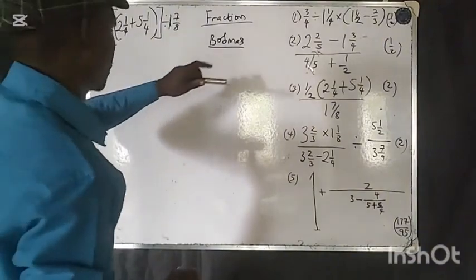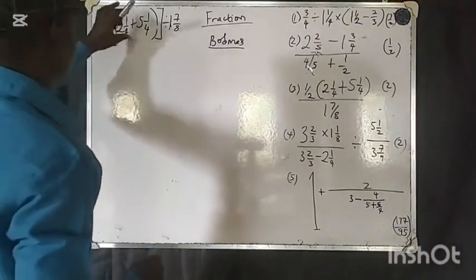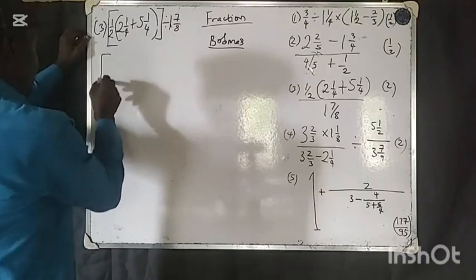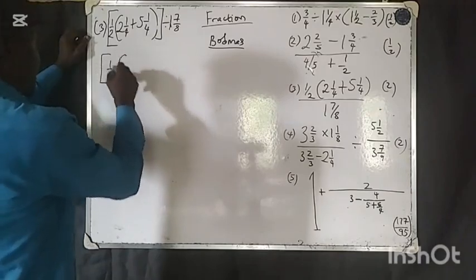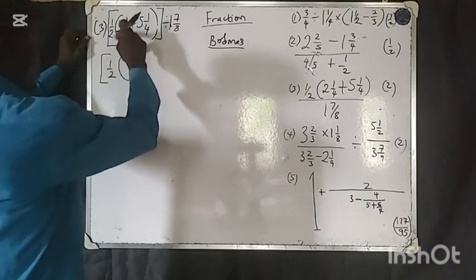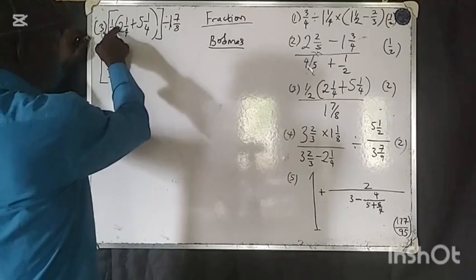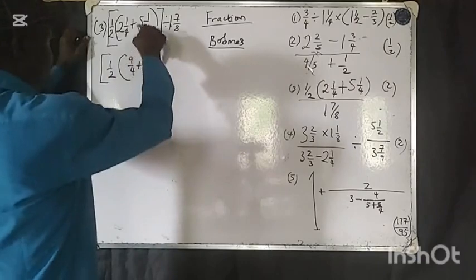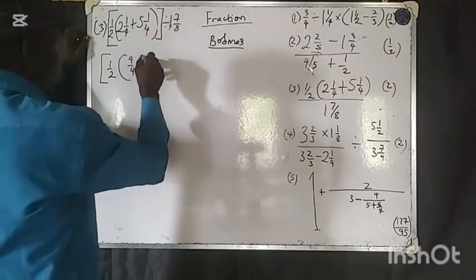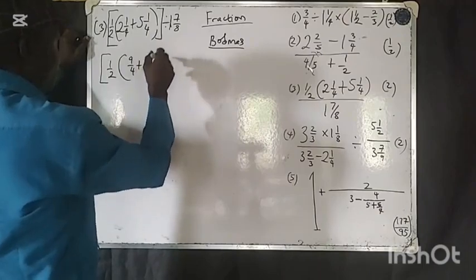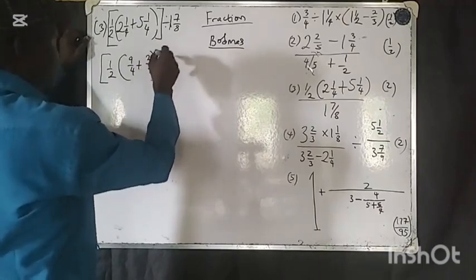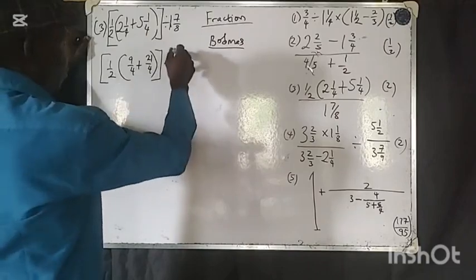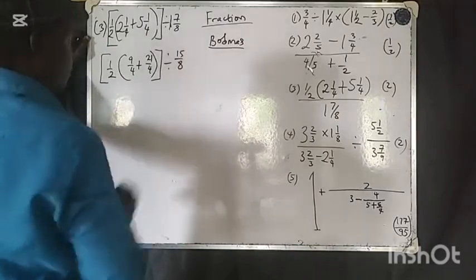BODMAS says we should tackle the fraction inside bracket first. So we have bracket inside another bracket. Let's start with the inner bracket. The inner one, the LCM is, before that, 4 times 2 is 8, 8 plus 1, that will be 9 over 4. 4 times 5, that's 20, 20 plus 1, that will be 21 over 4. So we have the outer bracket. Then we have divide by 8 times 1, 8. 8 plus 7, that will be 15 over 8.